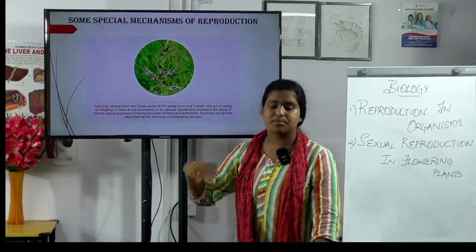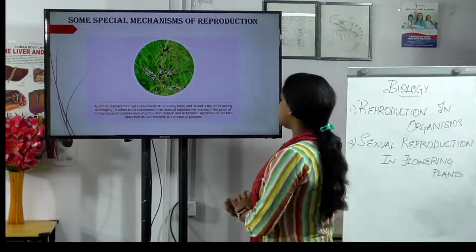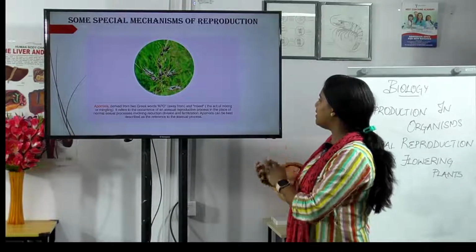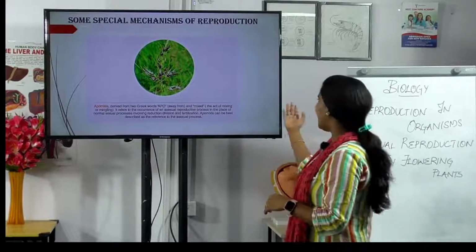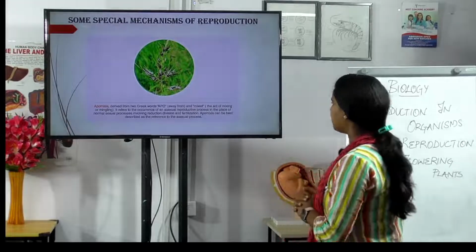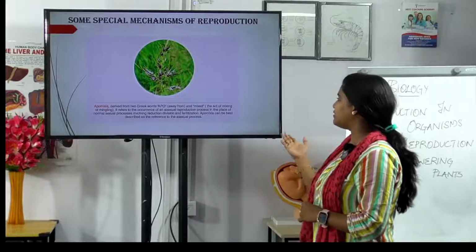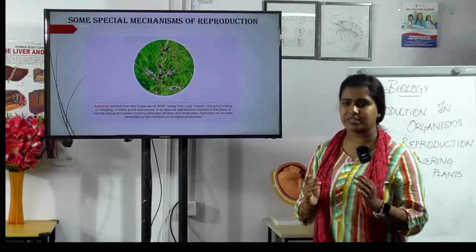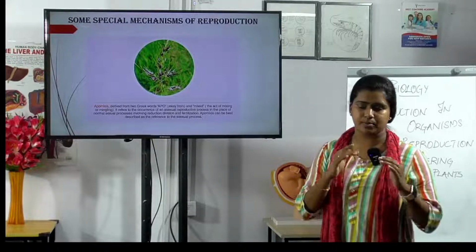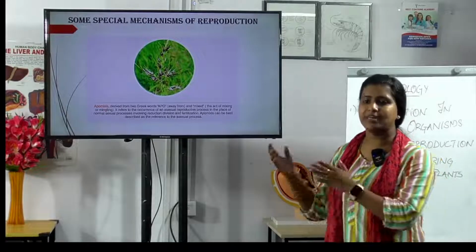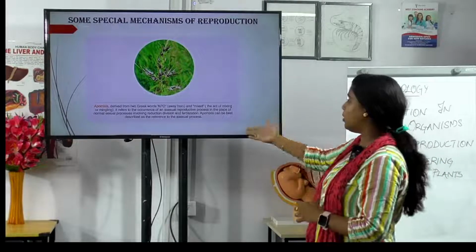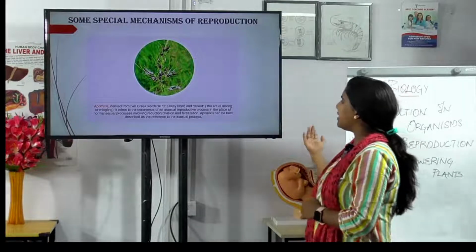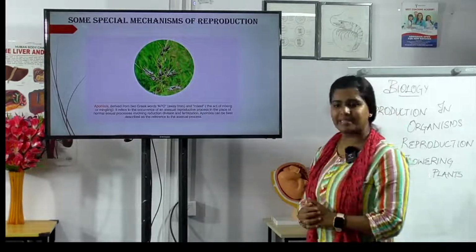Okay, there are some special mechanisms of reproduction also, that is apomixis. It refers to the occurrence of an asexual reproductive process in place of the normal sexual process involving reduction division and fertilization. Apomixis can best be described as a reference to the asexual process.